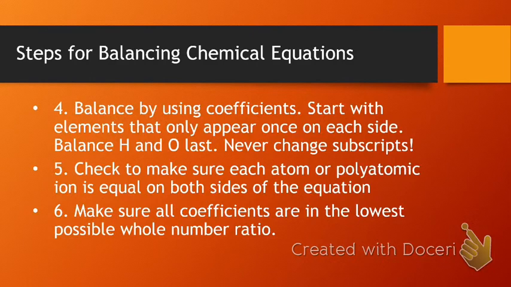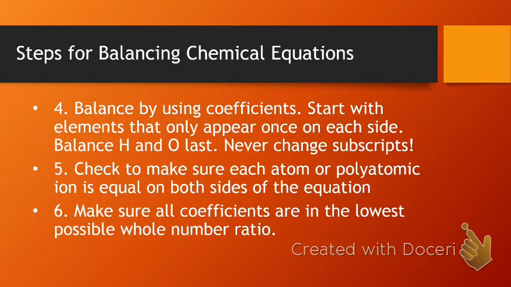Okay, steps 4 through 6. Step 4, we're finally going to balance. It's easiest if you start with elements that only appear on each side one time. Start with those, then balance hydrogen and oxygen last. They are usually in products and reactants more than one time. Never change your subscripts. We need to keep our compounds and molecules their same configuration. We're not going to change any products or reactants. To balance, we always use the coefficients.